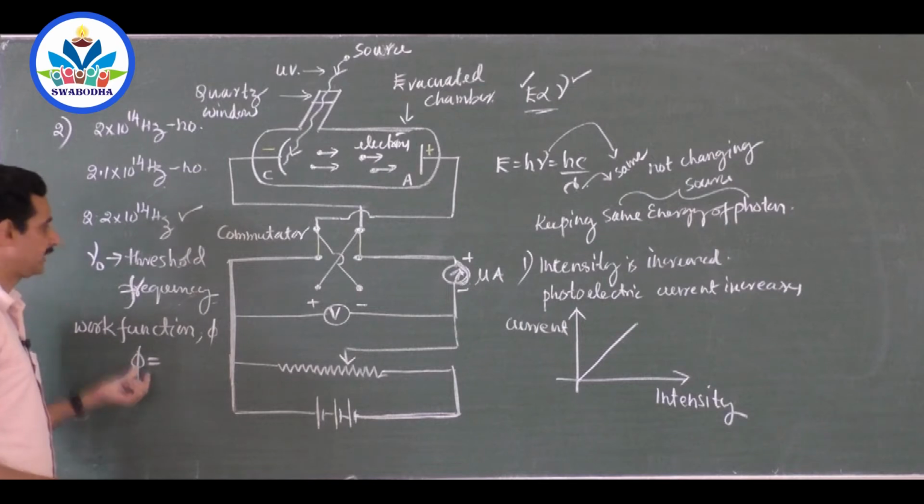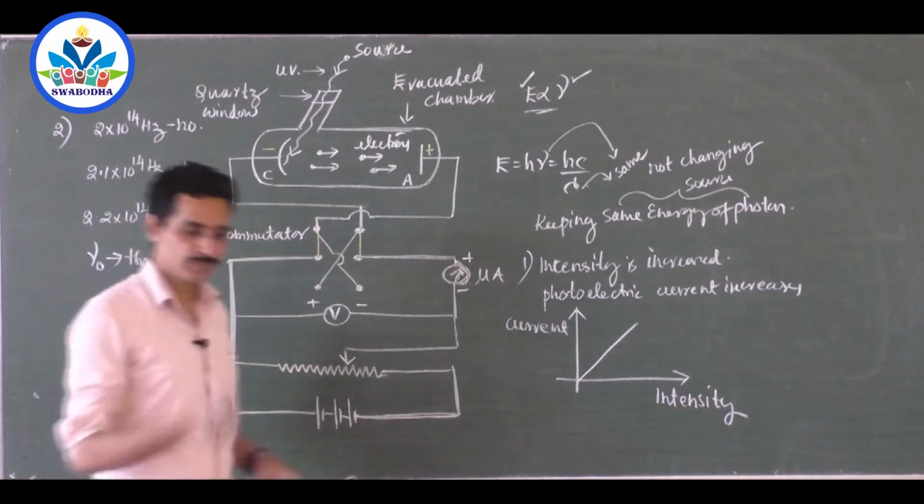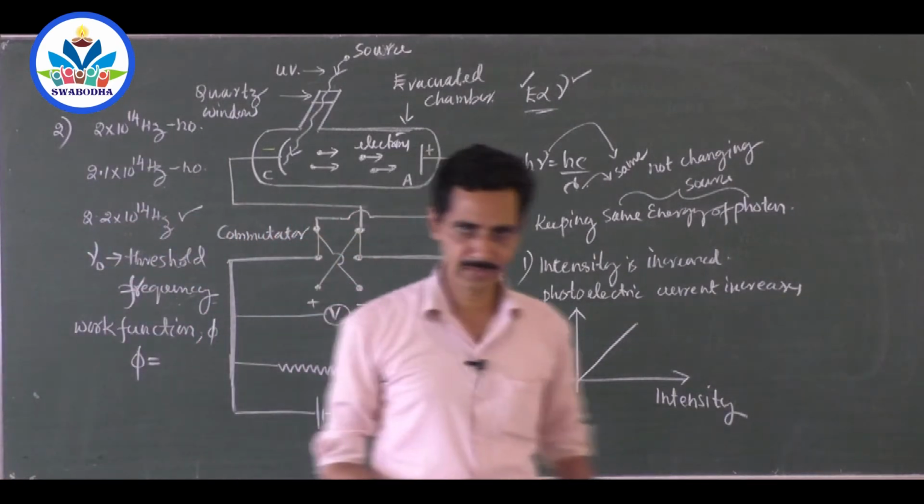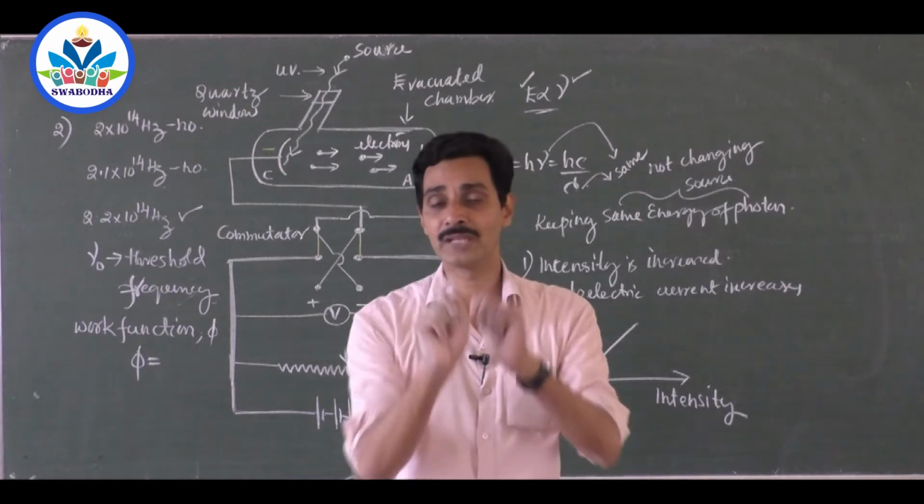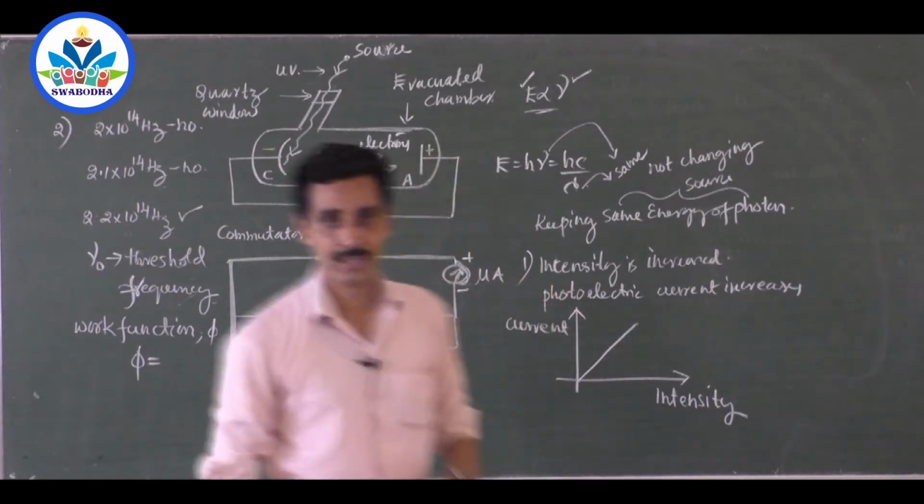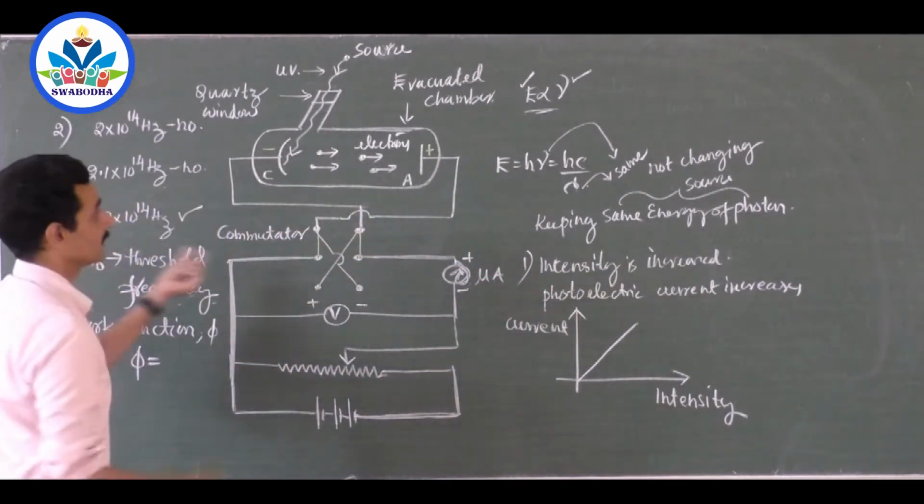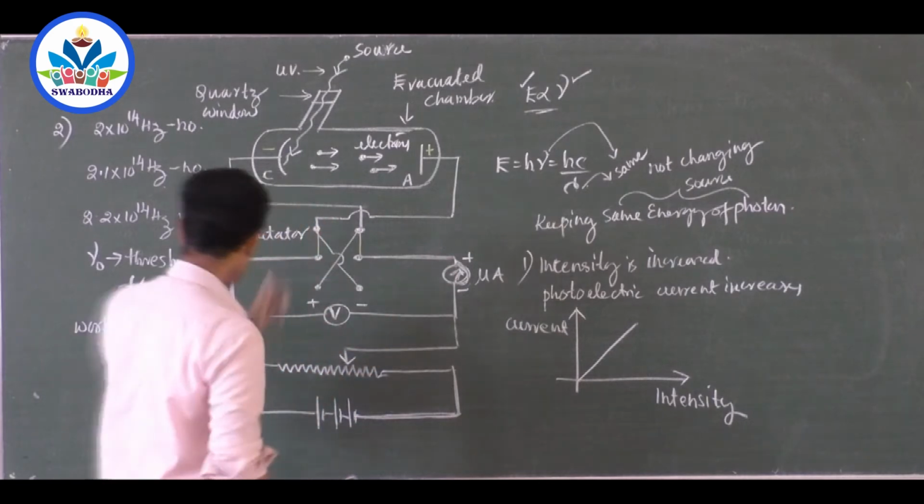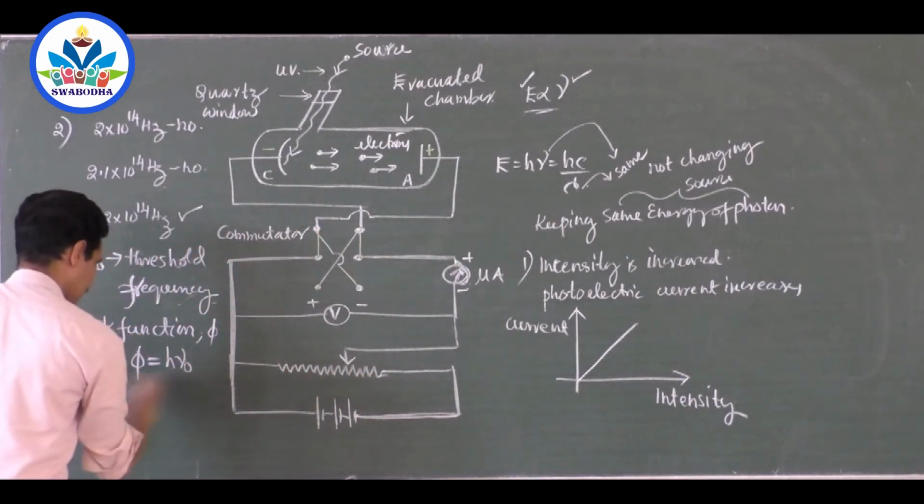Now, can you get phi from this nu naught? If nu naught is the minimum frequency required to remove the electrons, what is the energy of that photon which is just removing the electrons? That is h nu naught, because energy is h nu, correct? What is that h nu naught? That should be the work function.